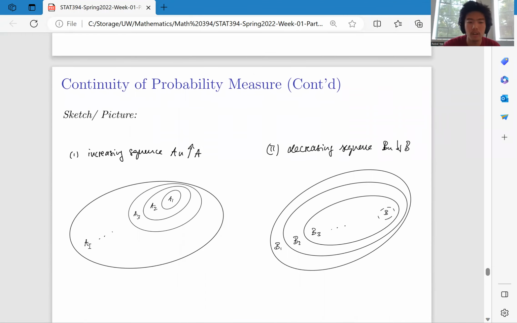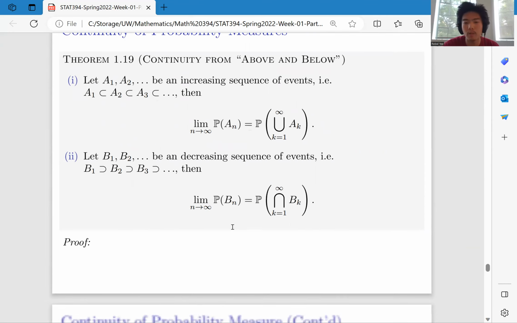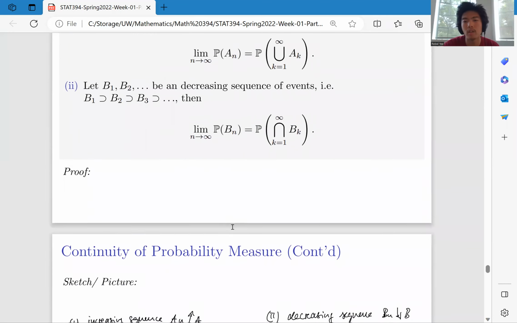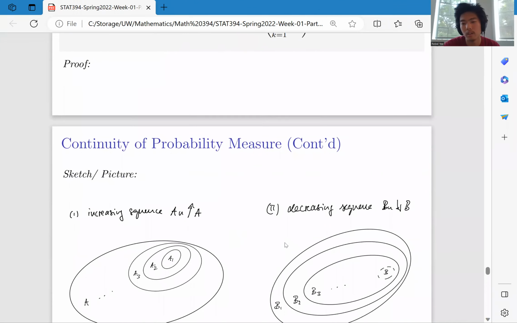A infinity can also be the same as A1 here, but it can also be like the universe set. It's not for sure. And here it means when n goes to infinity, the probability of Bn is equal to the probability of the intersection of all the B sets before and equal to n.